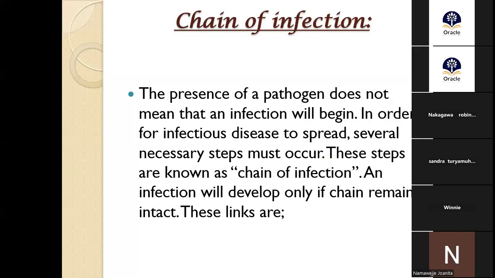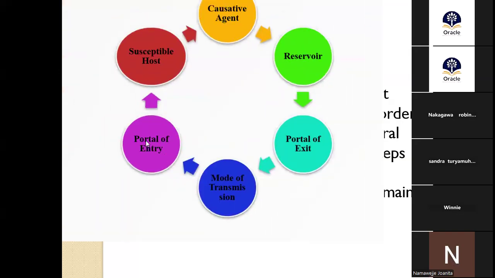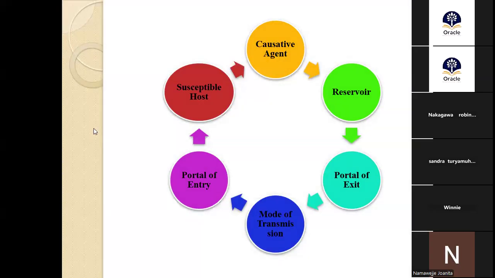If you talk about a chain, it is interconnected, meaning if one of the links in the chain is missing, then you are going to break the spread of the infection. This is very important in preventing infection spread by breaking the chain. In a chain of infection, one leads to another, and then the other, and then the other. These are the links. If you break one of the links, if you remove the reservoir, then you are going to break or stop the transmission.